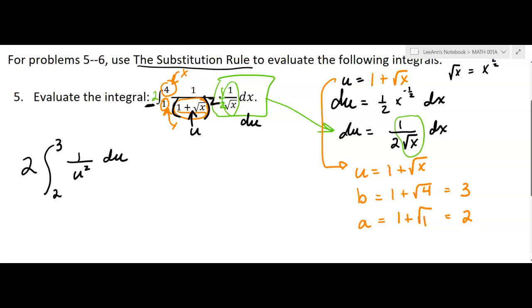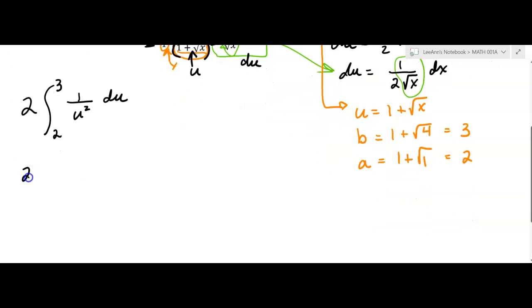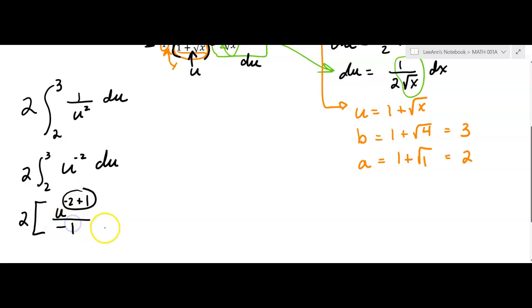Okay, now I might want to rewrite that as u to the negative 2 du. And think about going 2 times, and then it's going to be u to the negative 2 plus 1 divided by, and remember to do that total, negative 1. And then I'm going from 2 to 3. Now, some notation here might help you so you don't lose that factor of 2 that's in the front.